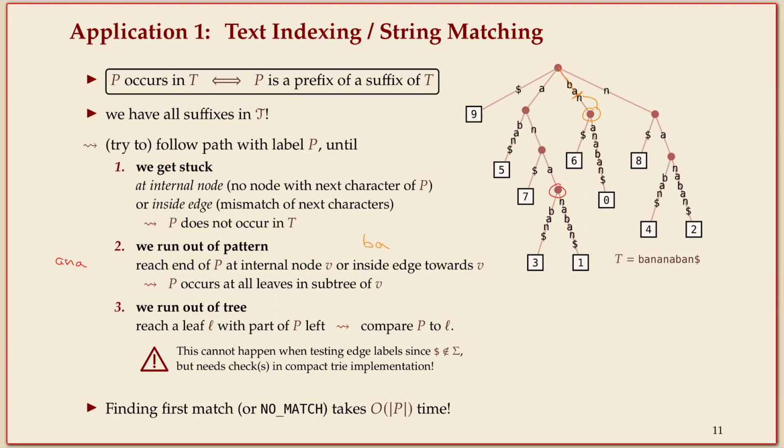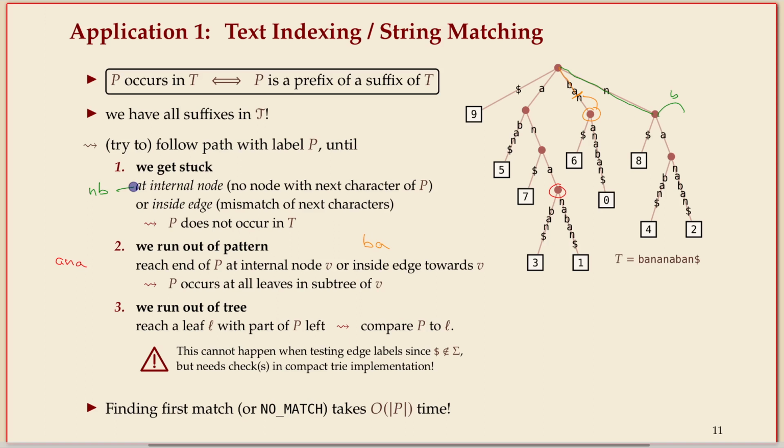A different case occurs if we fall out of the tree. Say the pattern NB. We start here, we go here, and then B is not in the tree. There's no child edge to follow. That means NB doesn't occur anywhere. So we can get stuck in two ways. We can get stuck at an internal node, like in this case. Then there's just no child edge for this.